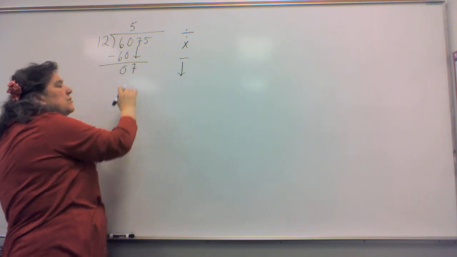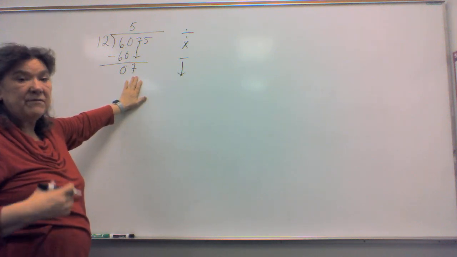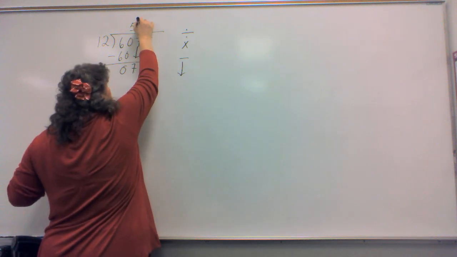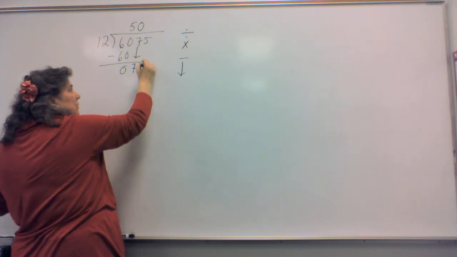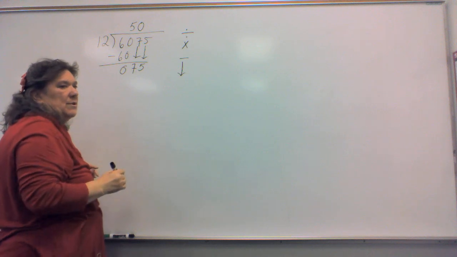Does 12 go into 7? No, it doesn't. 7's too little to have an integer. Okay, so that means I'm going to have to put a 0 there, and I could multiply and end up with 0, subtract and bring down. I'm just going to bring the next one down since I already have the 0 in there.